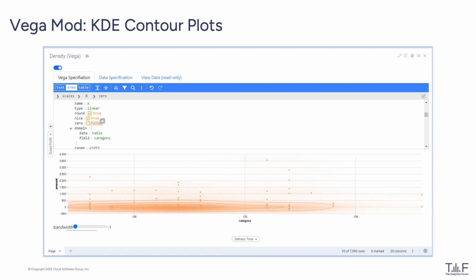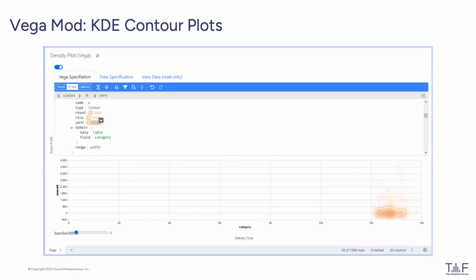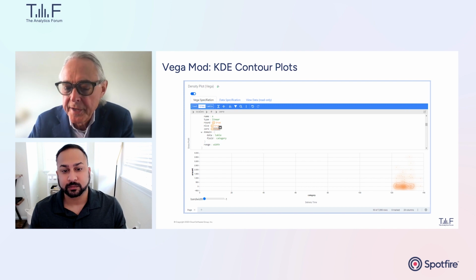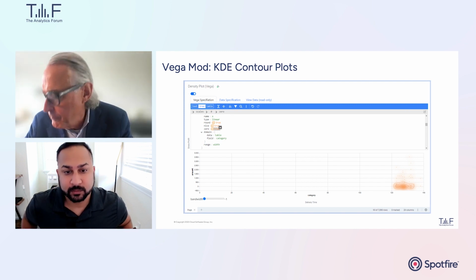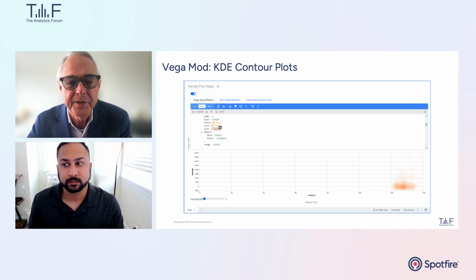So in the next slide, you can see we check that 0 box, and that adds the 0 axis there. Just a very simple example of how that adjusts the visualization. And this is a developer trick. It's not an end user thing. It speeds up the development of the mod essentially.